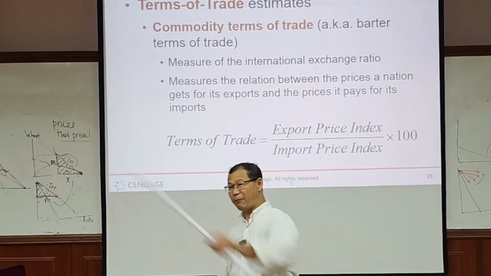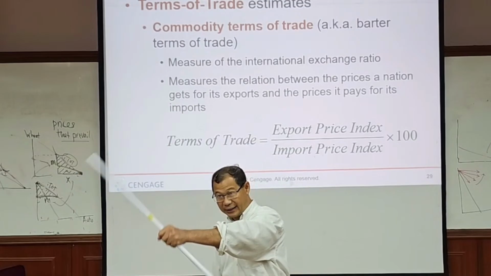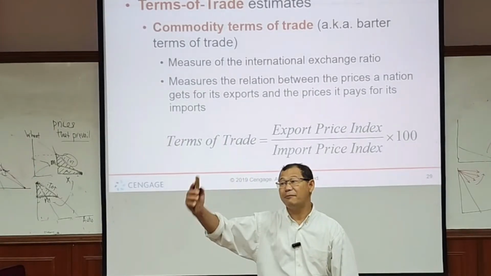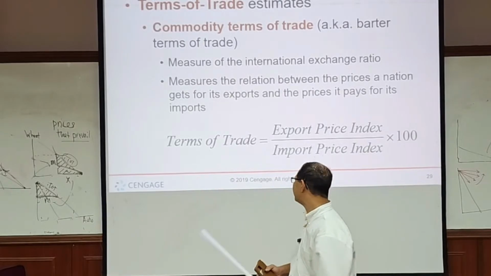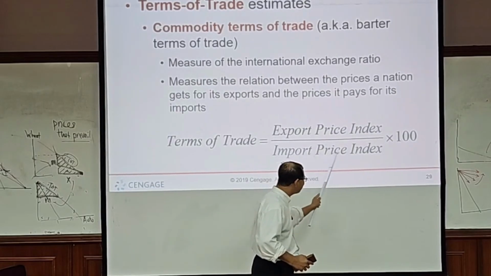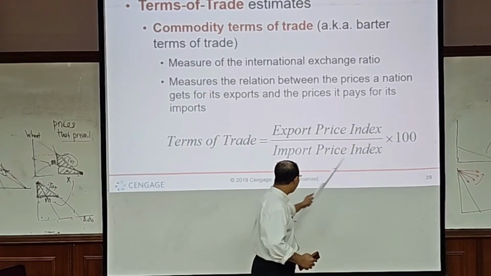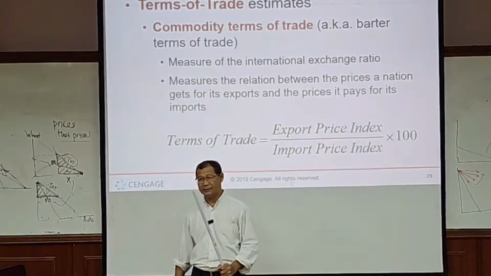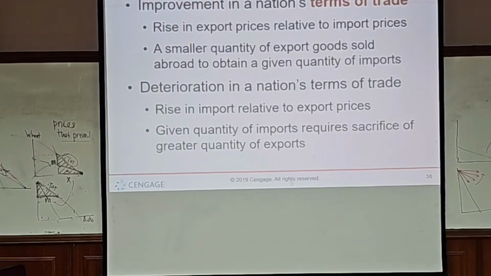An improvement in the price of your export, which is rice, relative to import price occurs when trading: you give a smaller quantity of exports for a given quantity of imports. A rise in export price relative to the price of imports, given the same quantity of imports. Got it? Same quantity, yes. Are you convinced? To obtain a given quantity of imports, you give a smaller amount, or you get a better price the other way. The story is the same.